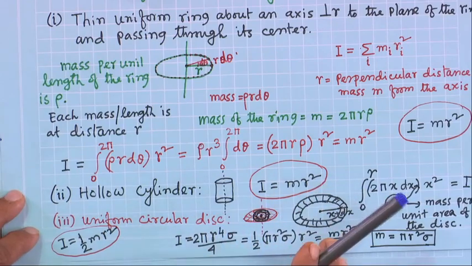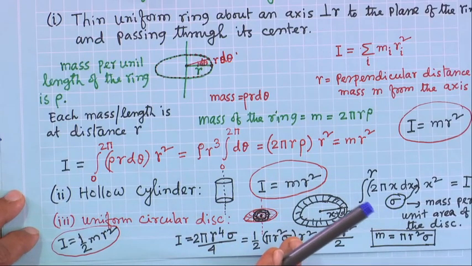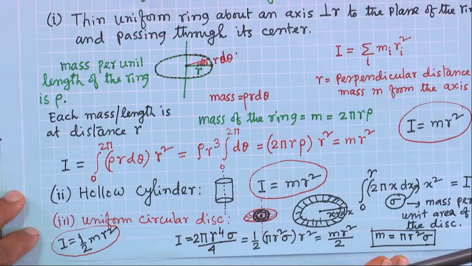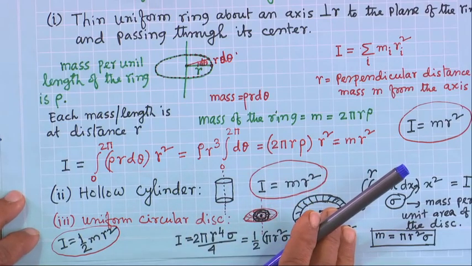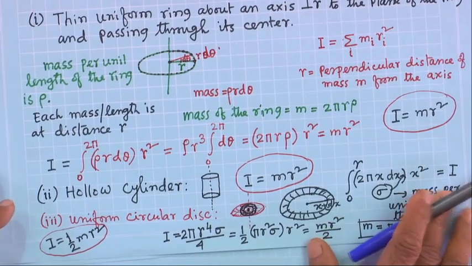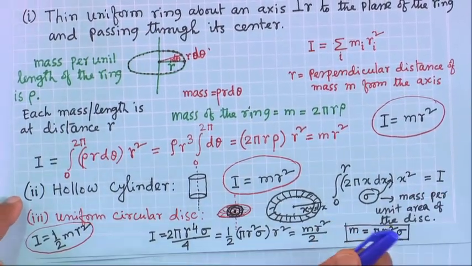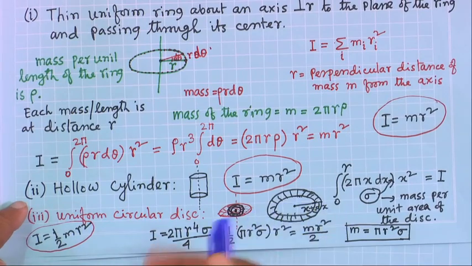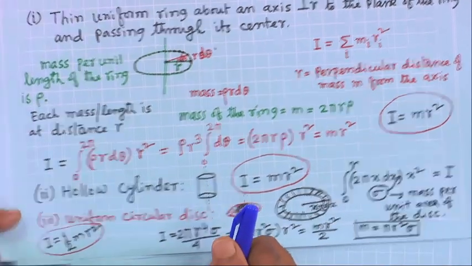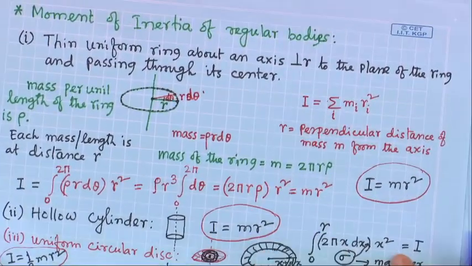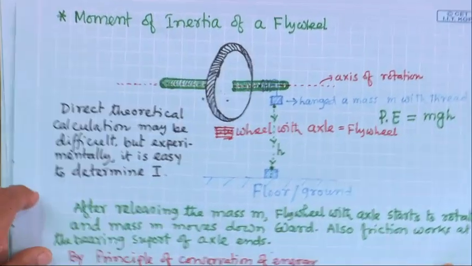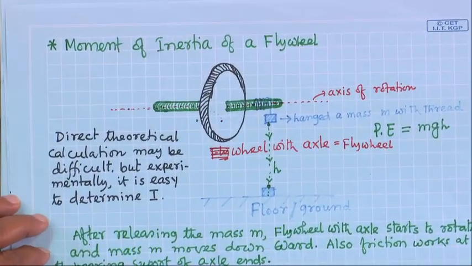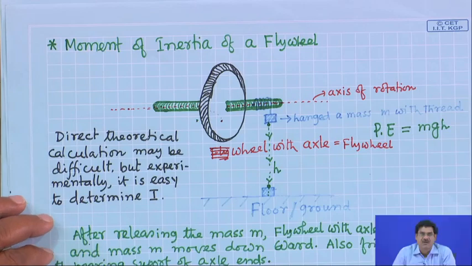There are theorems for that, so I will not discuss them. This is just from 11th class, how to calculate the moment of inertia of different regular bodies. I just remind you so that I can now come to my experiment. What do I want to do? I want to find out the moment of inertia of a flywheel.